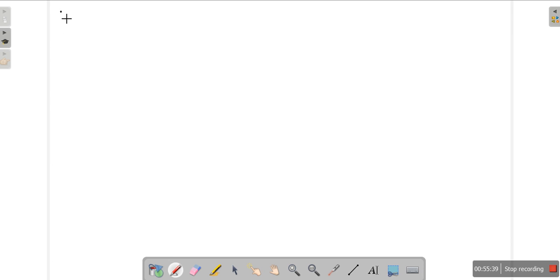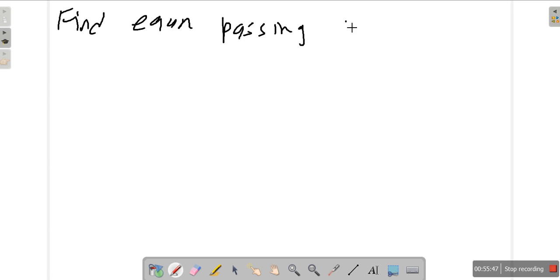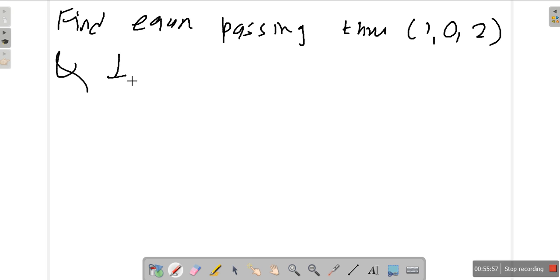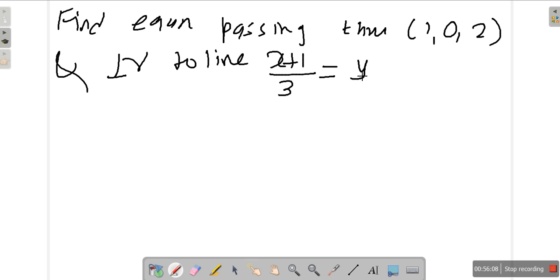Find the equation of line passing through the point 1, 0, 2 and which is perpendicular to the line x plus 1 upon 3 equal to y minus 2 upon minus 2 equal to z plus 1 upon minus 1.